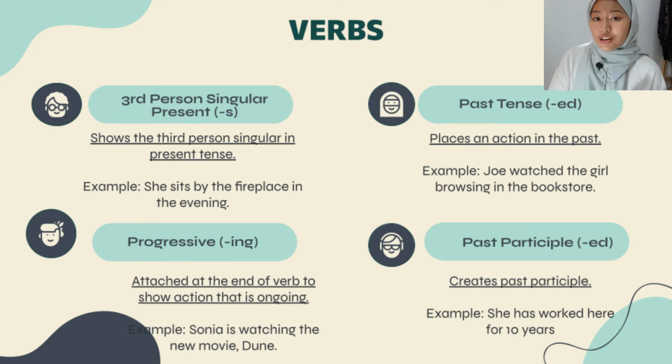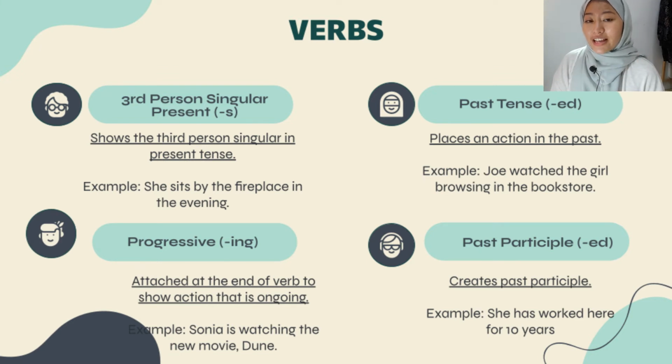Moving along, the third inflectional category under verbs that we can see is past tense. And this happens when you add an -ed, which serves the function of placing an action in the past. So we can say that Joe watched the girl browsing for books in the bookstore. The verb watch becomes a past action when -ed is added at the end of it.